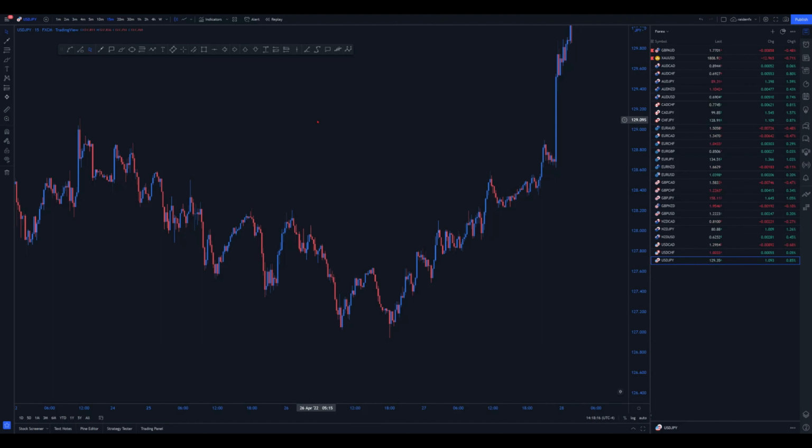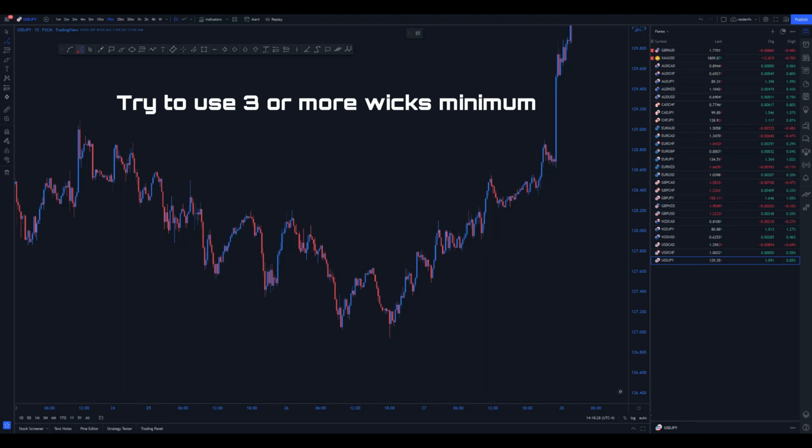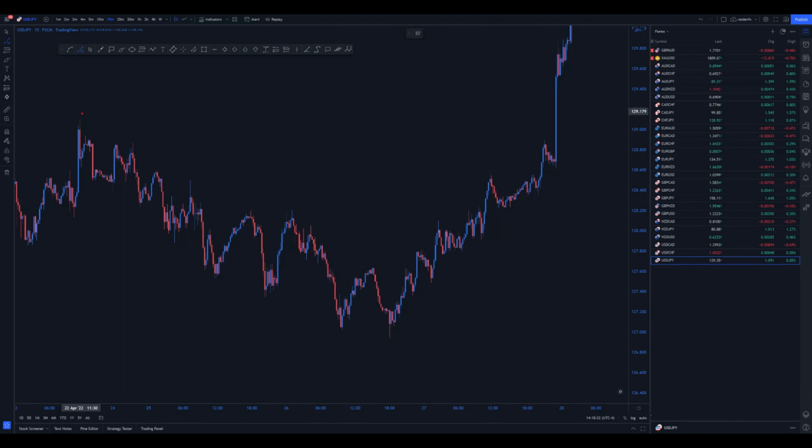All right, so the best tip that I can give you, if you're trying to draw a trend line in a more proficient way, is that you should use 3 or more widths for better optimization. So let me explain that to you. You're going to count the widths, okay? You want to count 3 or more when you're doing it.